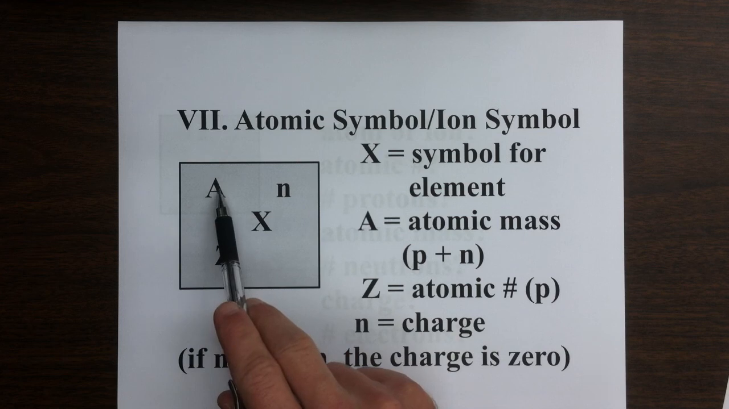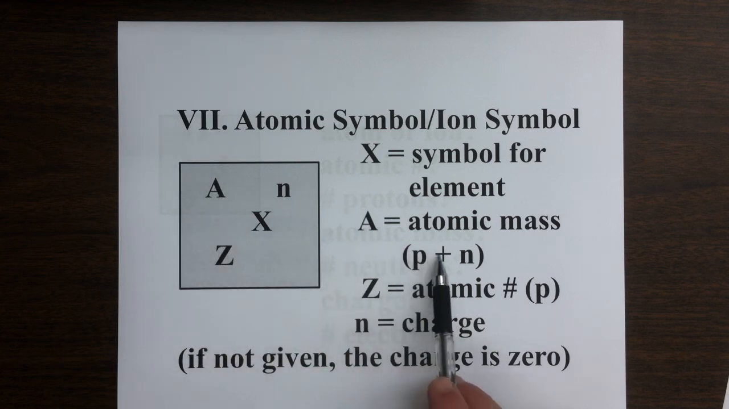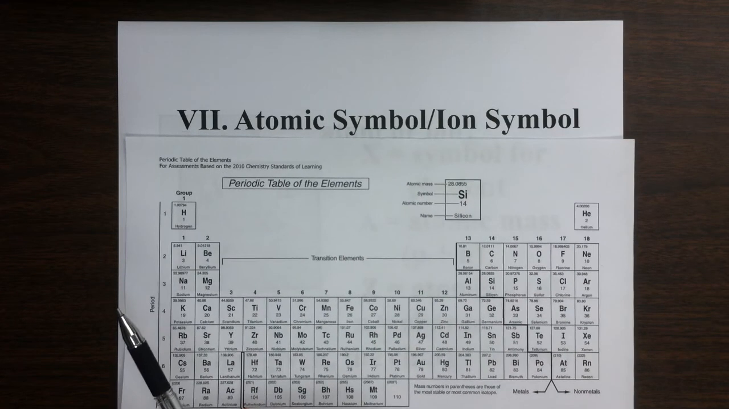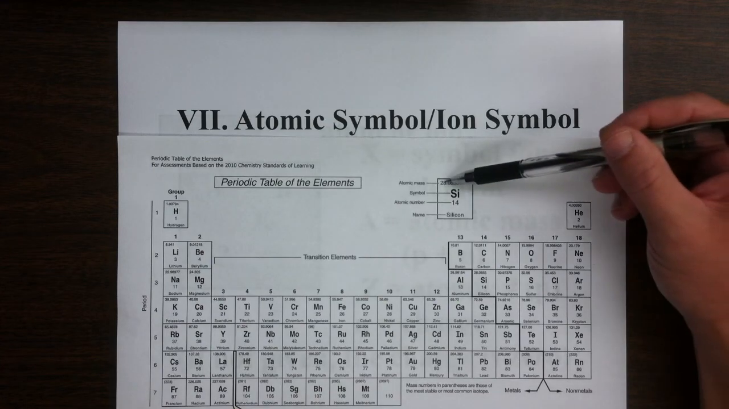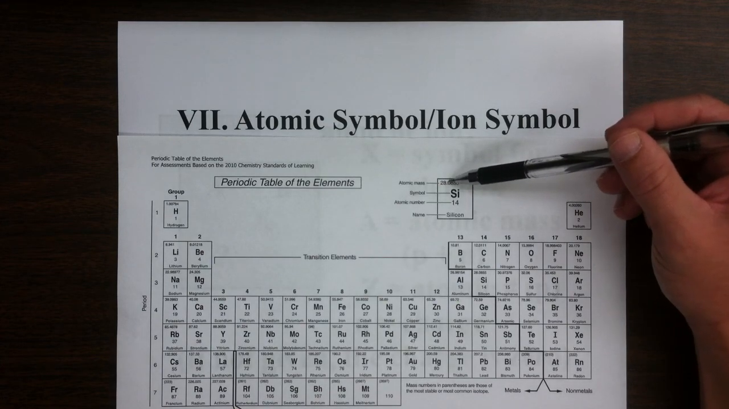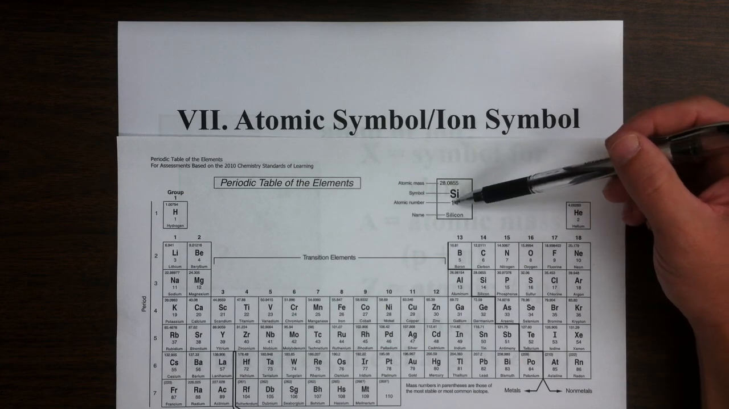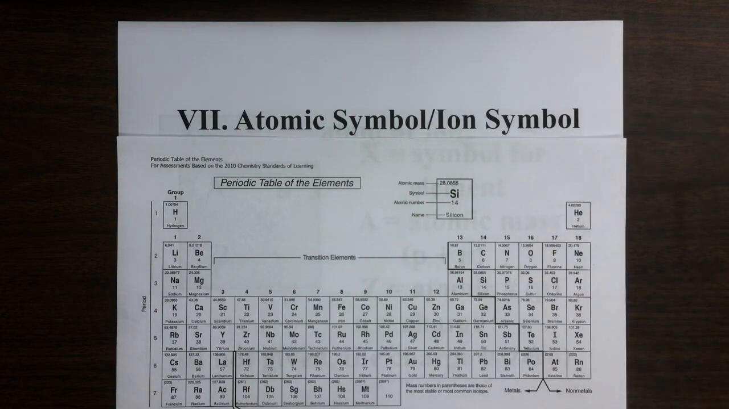In the top left, you're going to have your atomic mass. This is the sum of the protons and the neutrons. In the bottom left, you'll have the atomic number, which is just the number of protons. So just referencing back to your periodic table, here's your mass. For our purposes, we're going to use whole numbers here. Then you have your atomic number, which is your number of protons only.